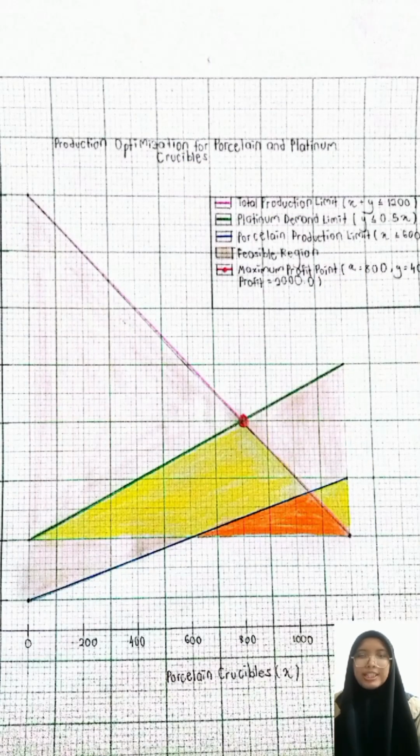Okay, next question is B. Draw a graph based on part A. We must graph the constraints. Firstly, we must consider the production limit. We write the first constraint as y less than 1200 minus x. This represents a line with slope negative 1 and y-intercept 1200.